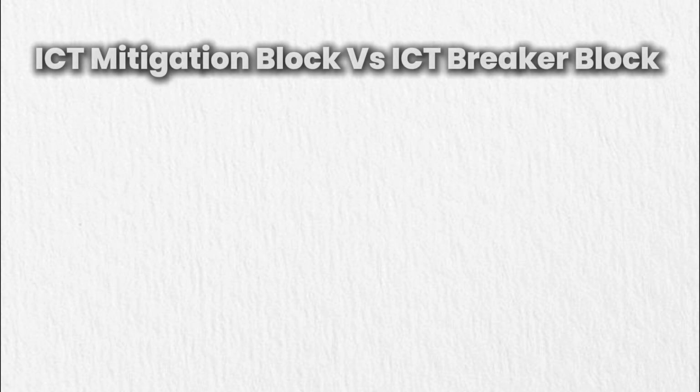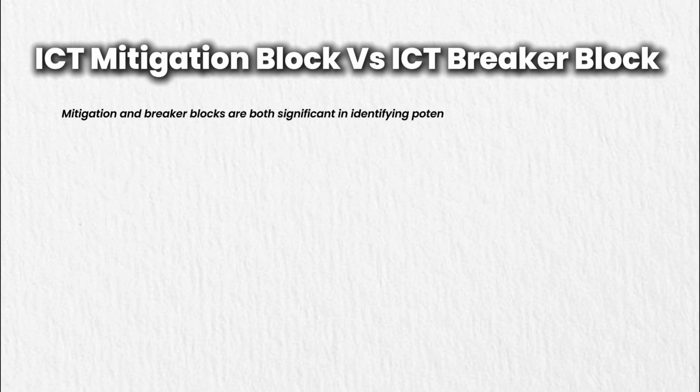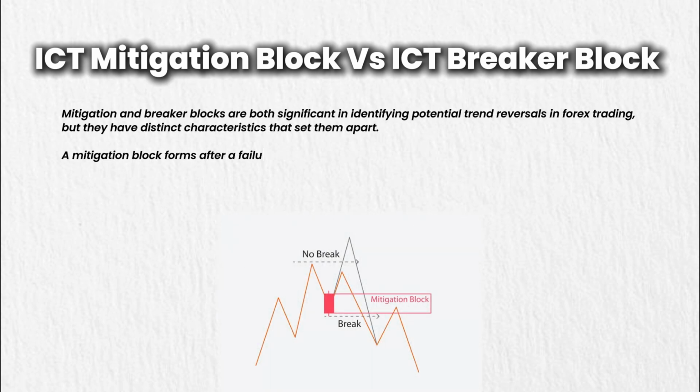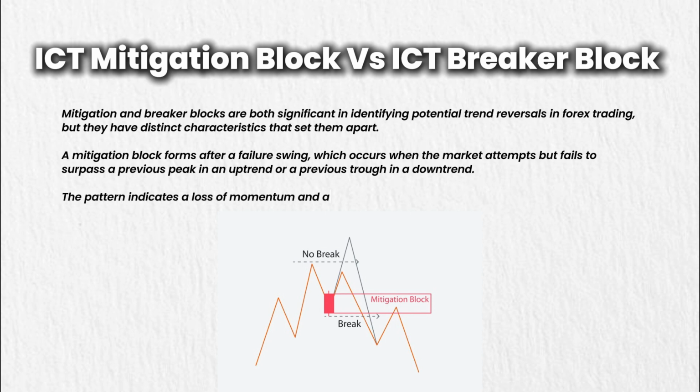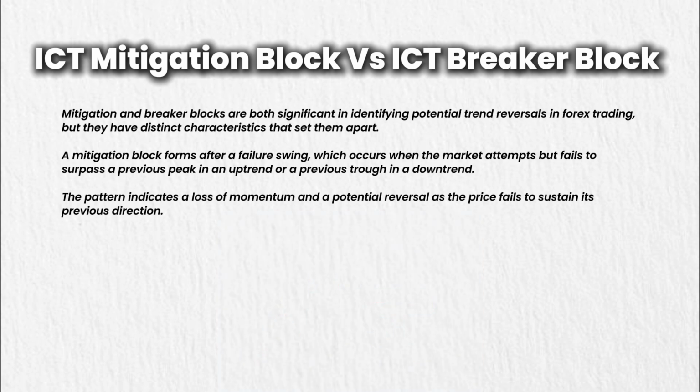ICT mitigation block versus ICT breaker block. Mitigation and breaker blocks are both significant in identifying potential trend reversals in forex trading, but they have distinct characteristics that set them apart. A mitigation block forms after a failure swing, which occurs when the market attempts but fails to surpass a previous peak in an uptrend or a previous trough in a downtrend. The pattern indicates a loss of momentum and a potential reversal as the price fails to sustain its previous direction.